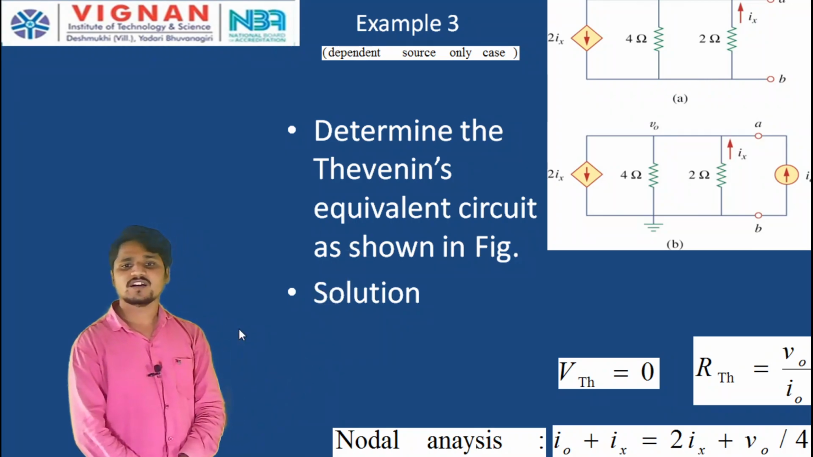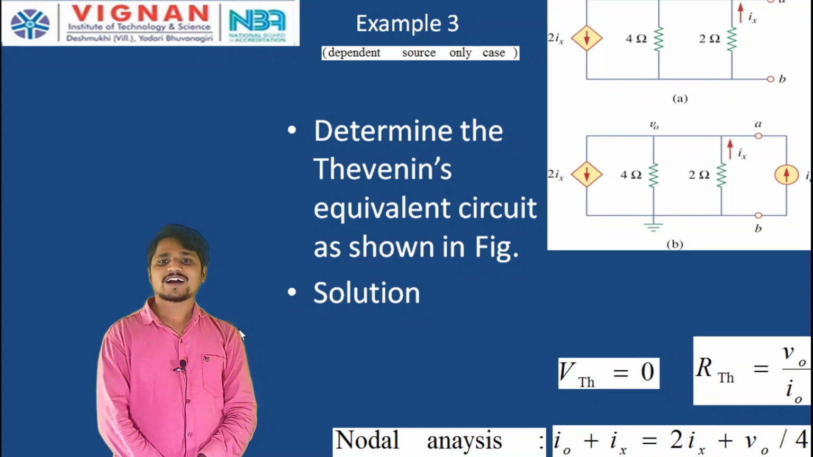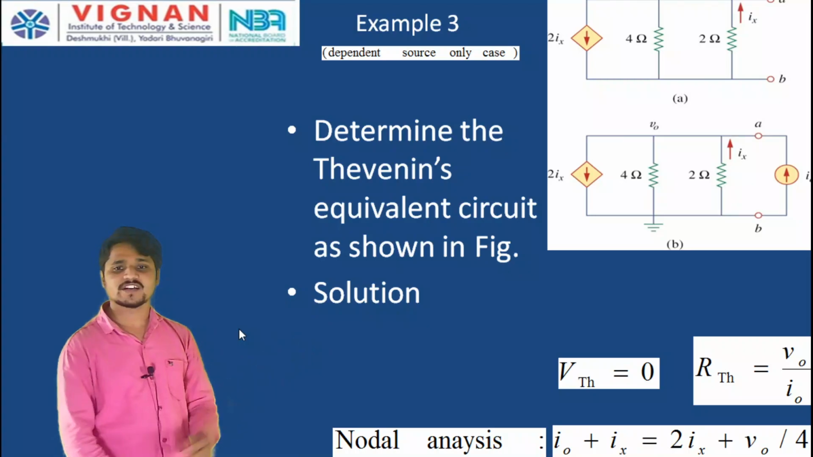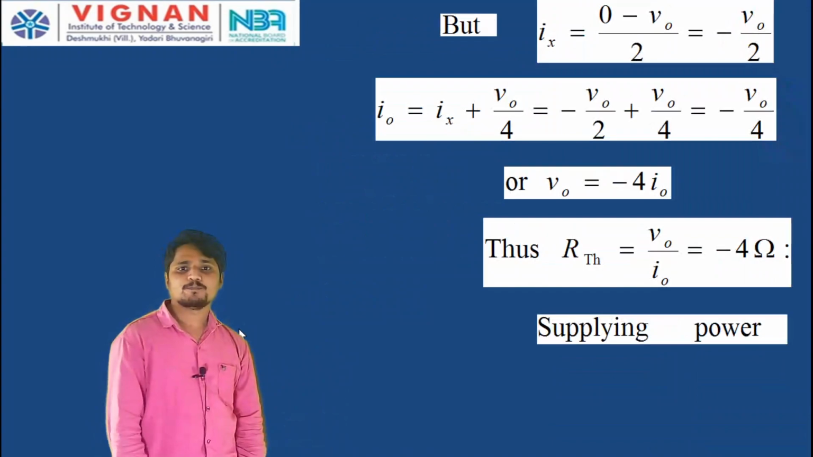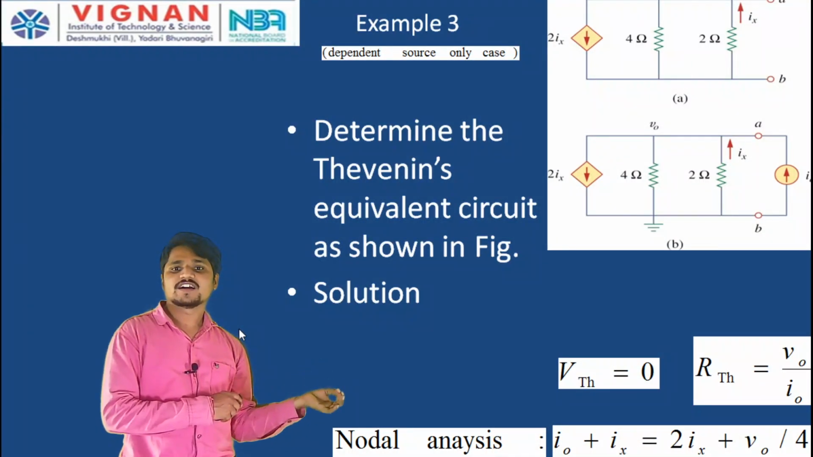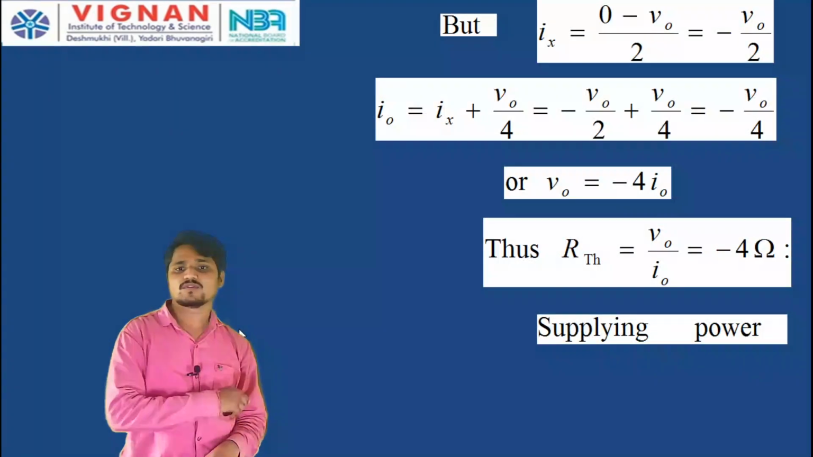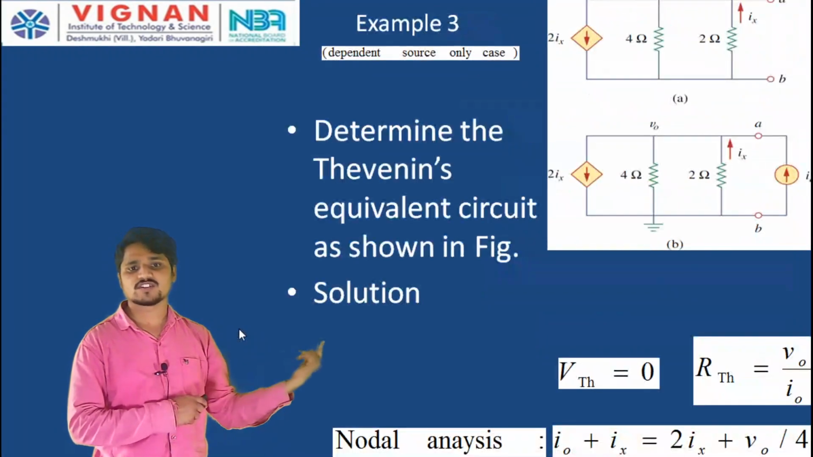I naught and Ix are entering the V naught node, and that is equal to the current 2 Ix plus the current flowing through the 4 ohm resistor, V naught by 4, leaving. Therefore, I naught plus Ix is equal to 2 Ix plus V naught by 4. But what is Ix here? Ix is the current flowing through the 2 ohm resistor, flowing from 0 to V naught. Therefore, it is 0 minus V naught by 2, that is minus V naught by 2. Now, substitute this Ix value in this equation.